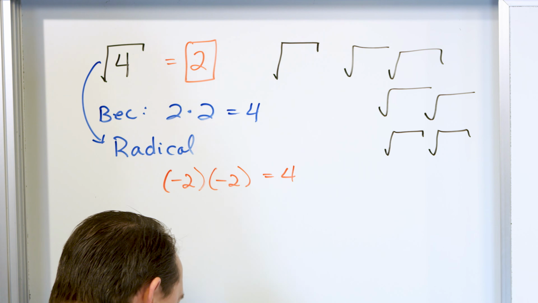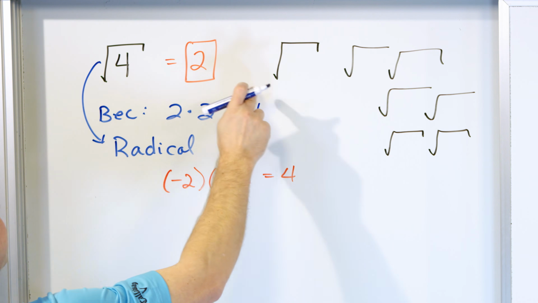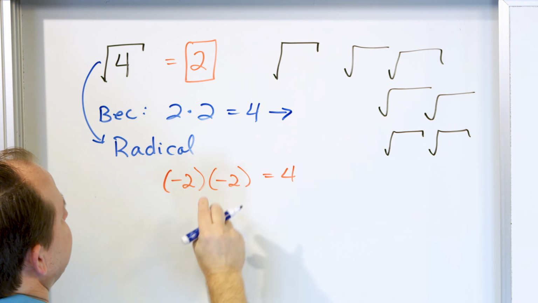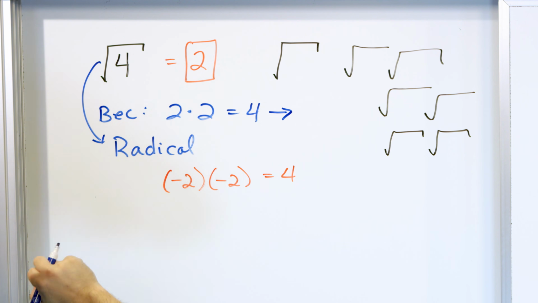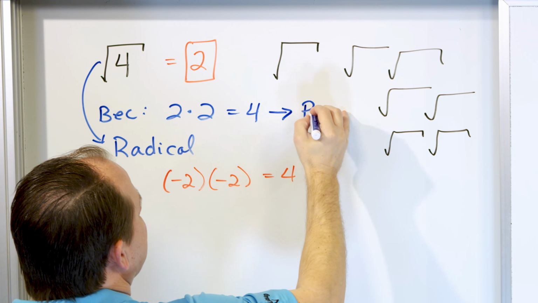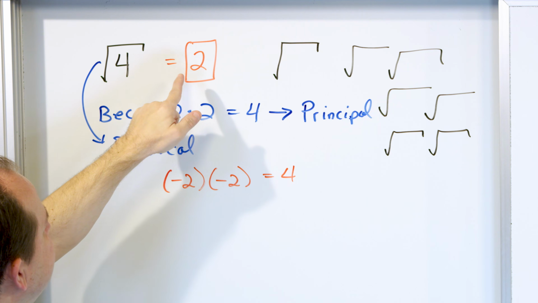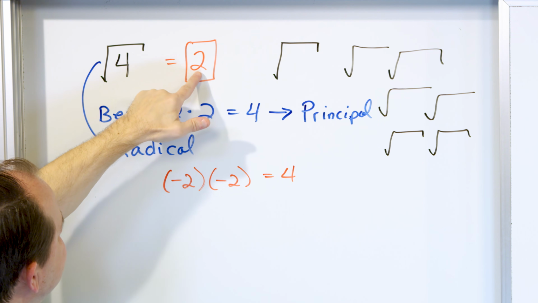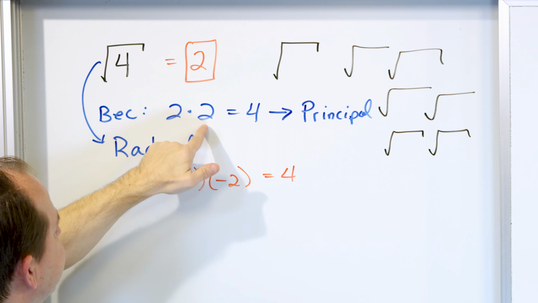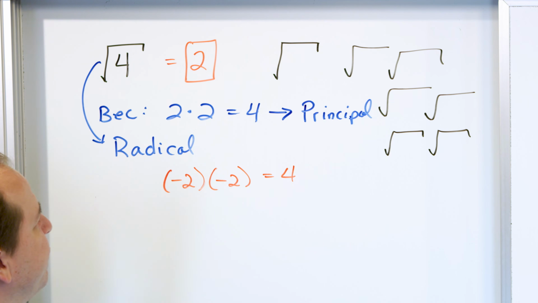But in math, usually we focus on this positive answer. This positive answer here, the square root of 4 being equal to 2, this is called the principal square root. So when you take the square root of something and you look at the two possible answers and you look at the positive answer, the number 2 here, is called the principal square root.